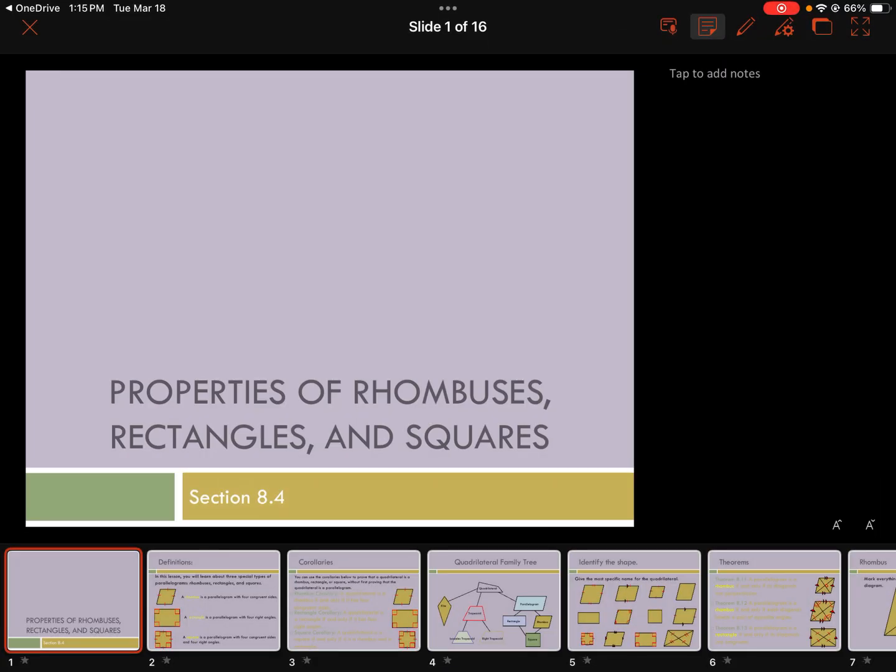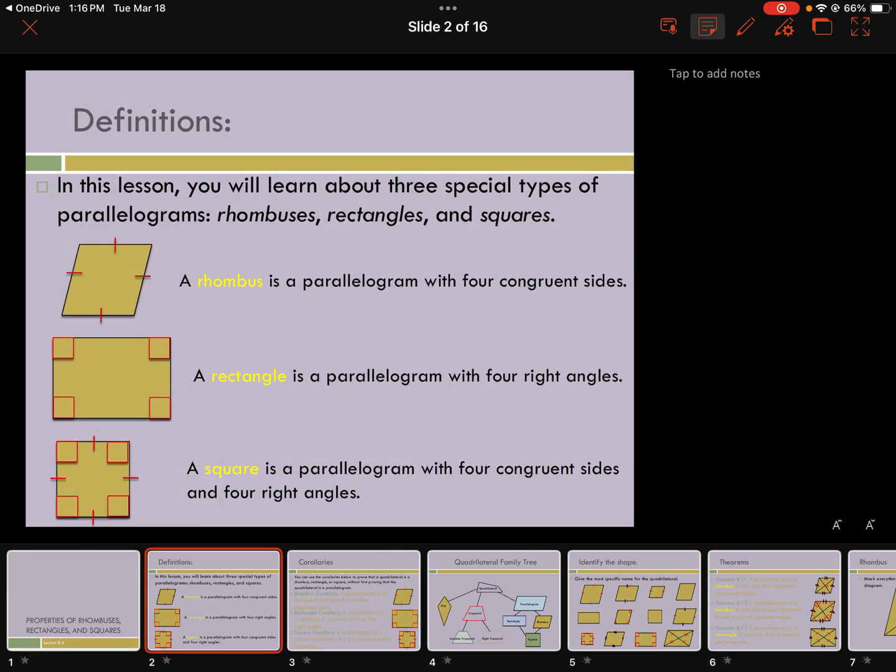This is section 8.4. We're going to look at properties of rhombuses, rectangles, and squares. Let's look at some definitions first for these shapes. These are special types of parallelograms. We have a rhombus, a rectangle, and a square.